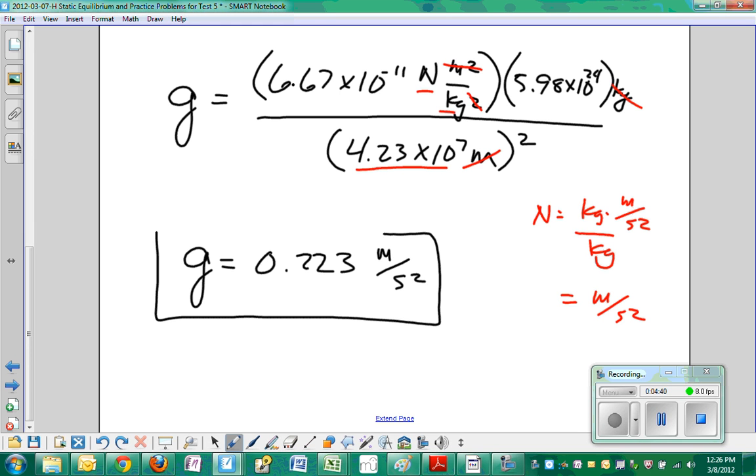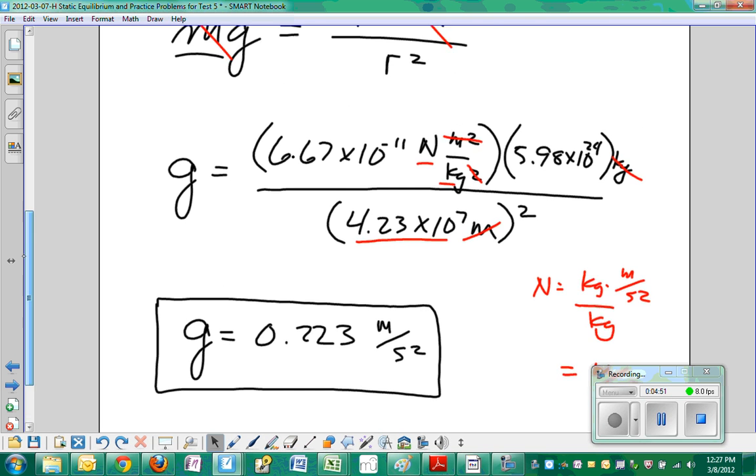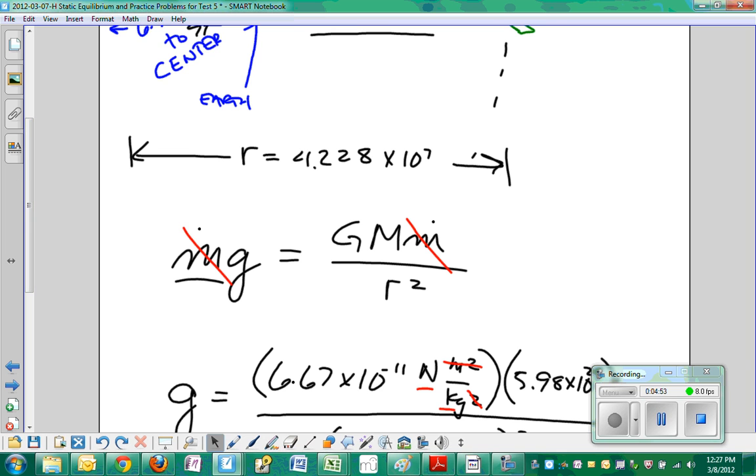All the way out there, not nearly as much gravitational acceleration. The force of gravity is mg. That is correct. The whole thing is predicated on setting these two things equal to each other.